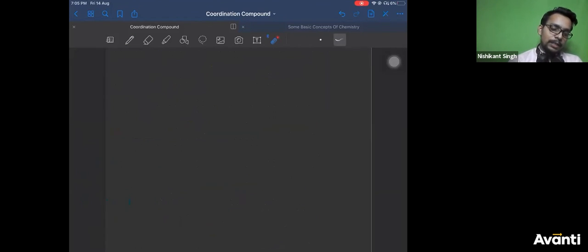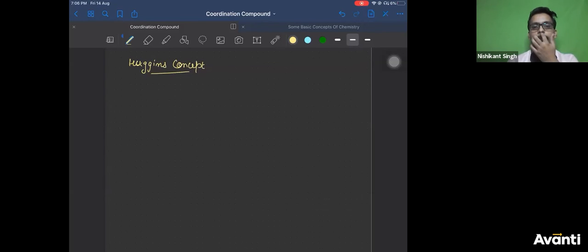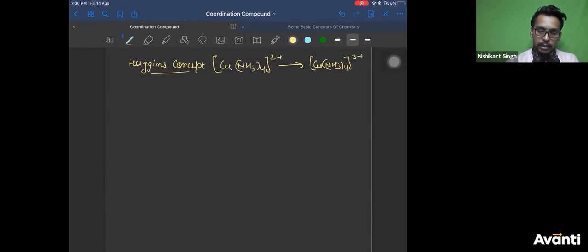Okay, they will give you this only. So lastly Huggins came. It is also called the Huggins concept. What did he say there? He said that copper cannot get oxidized. So obviously the previous theory is wrong. If copper is not getting oxidized, that means the previous theory is wrong. This cannot happen. Previous theory is wrong.